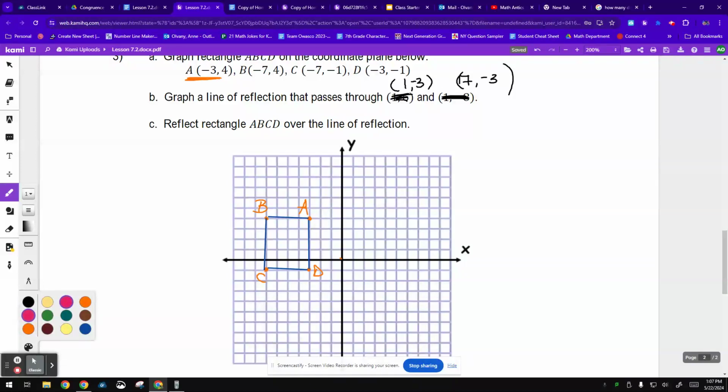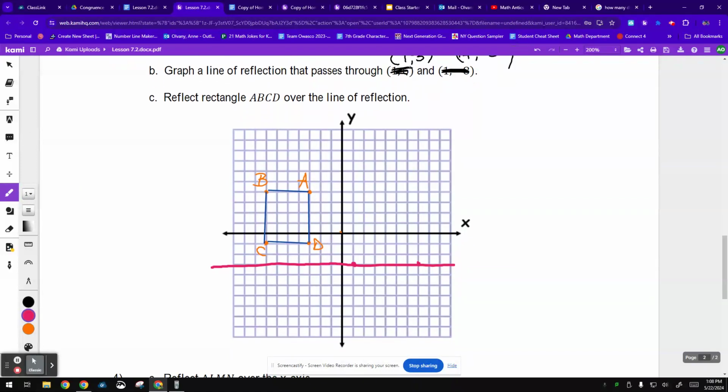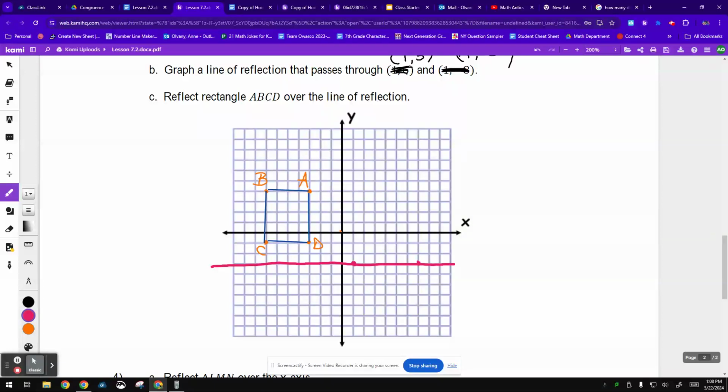1, -3, over 1, down 3. It doesn't get a label because it doesn't have a capital letter. And then 7, -3. 1, 2, 3, 4, 5, 6, 7. And we're going to draw a line of reflection through those 2 points. I did not do a great job, but there it is. You with me? So this is not the x-axis or the y-axis. This is its own line. So you're probably darkening it in a little bit with your pencil.